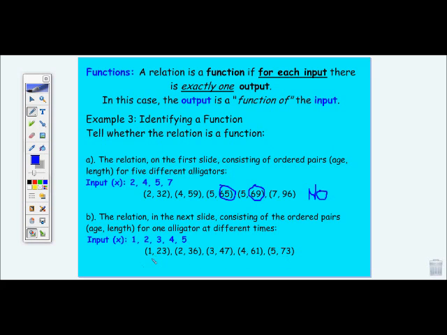There was no point from age 1 through 5 where the alligator did not grow, so there are no two outputs for one input. So this would be a function. None of the inputs have more than one output.